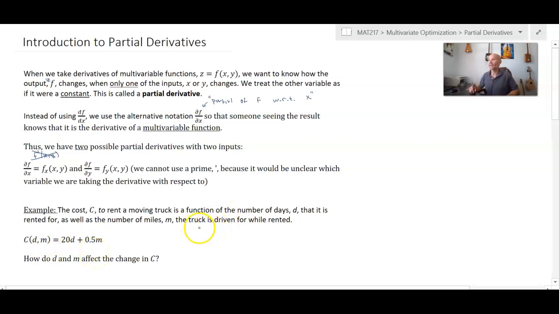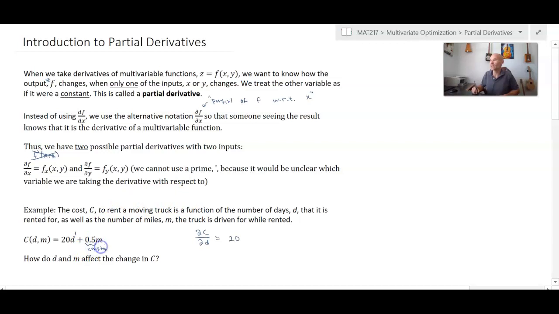But if I want to find the partial derivative of C with respect to d, in other words, what is the cost per day, then I would take the derivatives term by term just like we would in a univariate function. So the derivative of 20d to the first power is 1 times 20 d to the 0 power, or just 20. Now we're treating 0.5m as a constant.